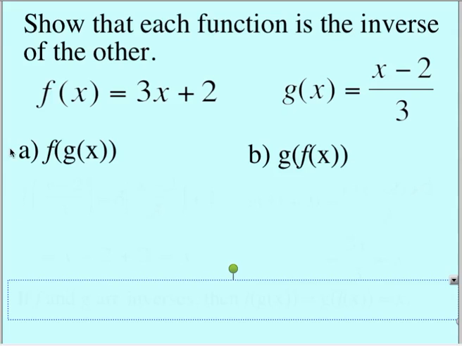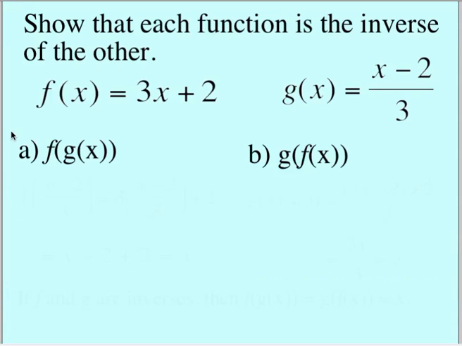Let's start with our first example. Here it says show that each function is the inverse of the other. So we have f of x equals 3x plus 2, and g of x equals x minus 2 divided by 3. Now, to prove that they are inverses of one another, we are going to apply what we learned in section 1.7, which was composition of functions. So in A, we are going to perform f of g of x, meaning I'm going to plug x into the g function, then take my output and plug it into the f function.